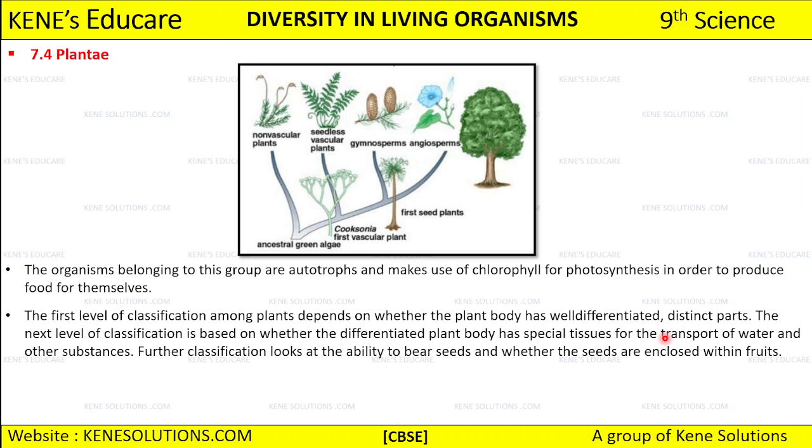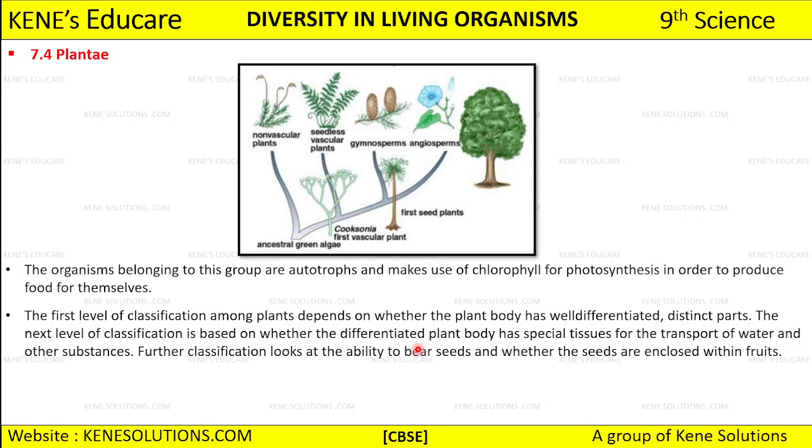After that, we started discussing the five different divisions that come under Kingdom Plantae. Here we have certain characteristics or levels of classification among the plants, and this classification depends upon certain characteristics. The first thing we need to look at is whether the plant body is well differentiated or not. It means whether it has root, stem, leaves, flowers, fruits and all, or it does not have them. So this is the first level of classification. How are we going to classify the plants?